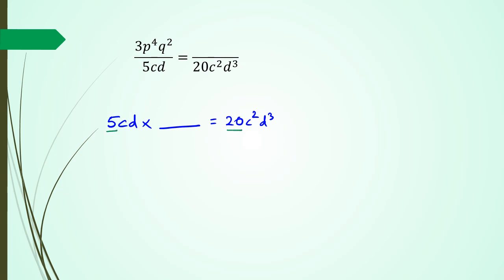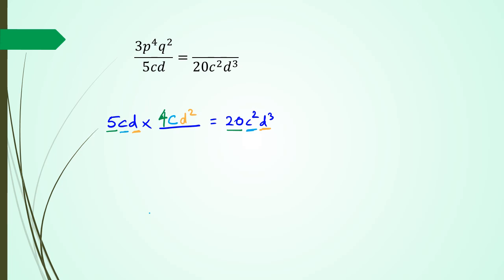So here I've got 5 and 20, which means I've got to do 5 times 4 to get to 20. So I'm going to write this as 4. Next, if I have c, I'm just going to use a different color, guys. Give me a second. So if I have c here and I've got c squared here, then c times what equals c squared? So I know that that's got to be c, because c times c is c squared. Next thing I have is d here and then d cubed. So what am I multiplying by d to get to d cubed? Well, that's going to be d squared. So that's what I'm multiplying the numerator and the denominator by.